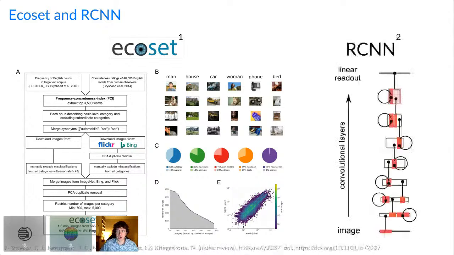So we're going to train a recurrent convolutional neural network using this image data set, using EcoSet. This is a network that also includes lateral connections, so some form of recurrence. And we'll see how important that is in a minute.